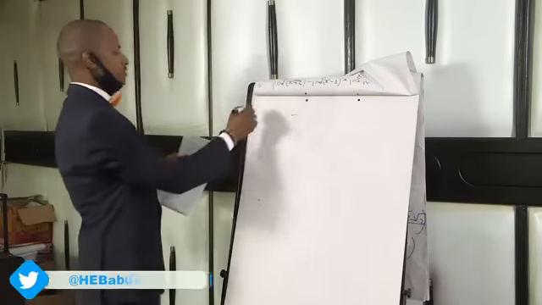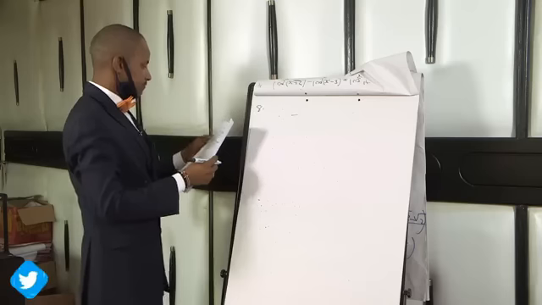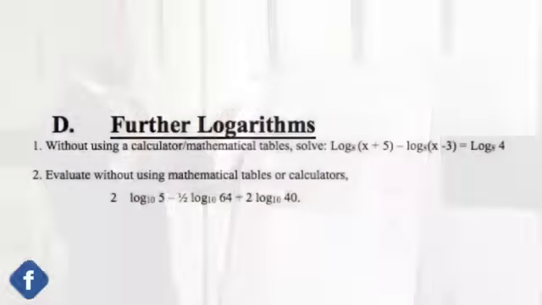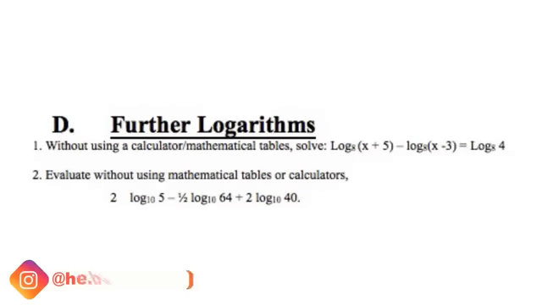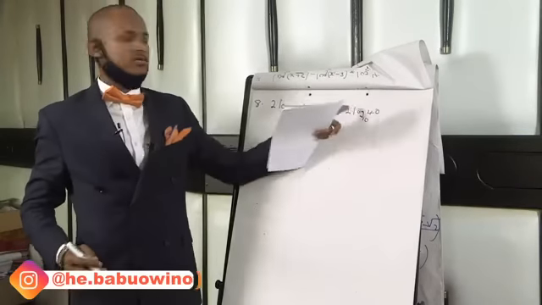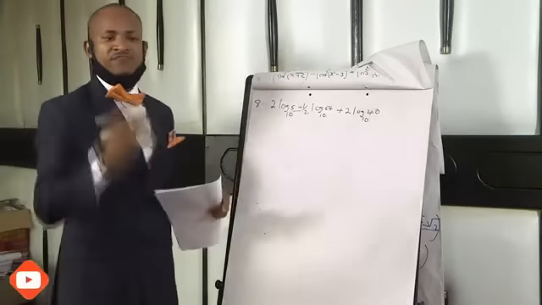And the next question, number 8, you are told to evaluate without using mathematical tables or calculators. So you are told to evaluate 2 log 5 to base 10 minus a half log 64 to base 10 plus 2 log 40 to base 10. Remember, this is evaluate, not solve. You solve only when it is equated to something. But when you are told to evaluate, it is as good as simplify.